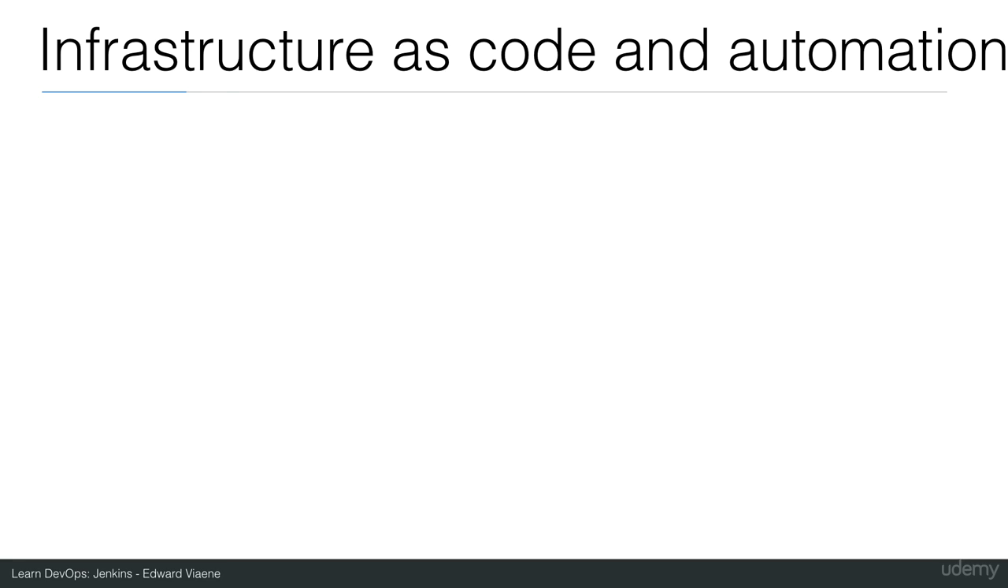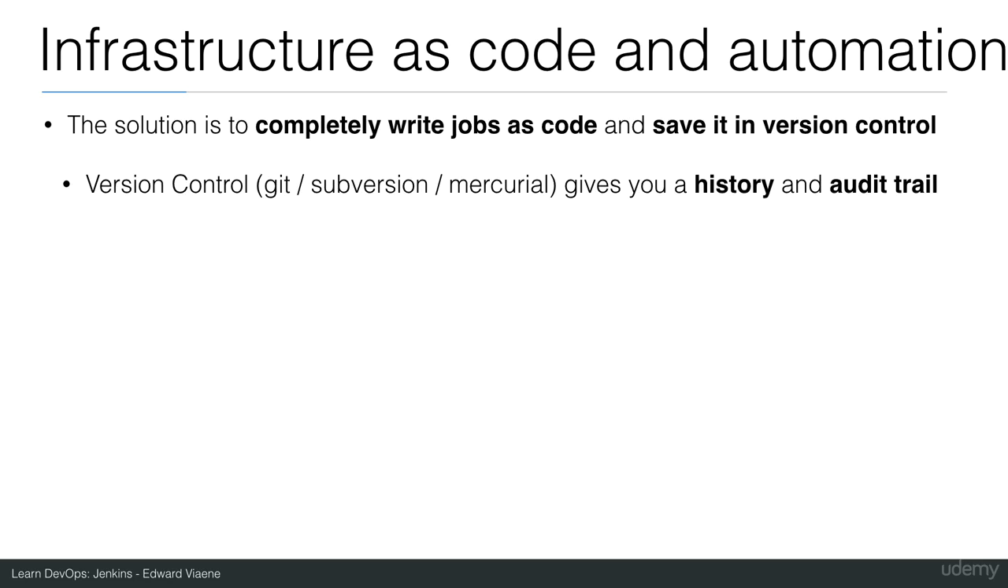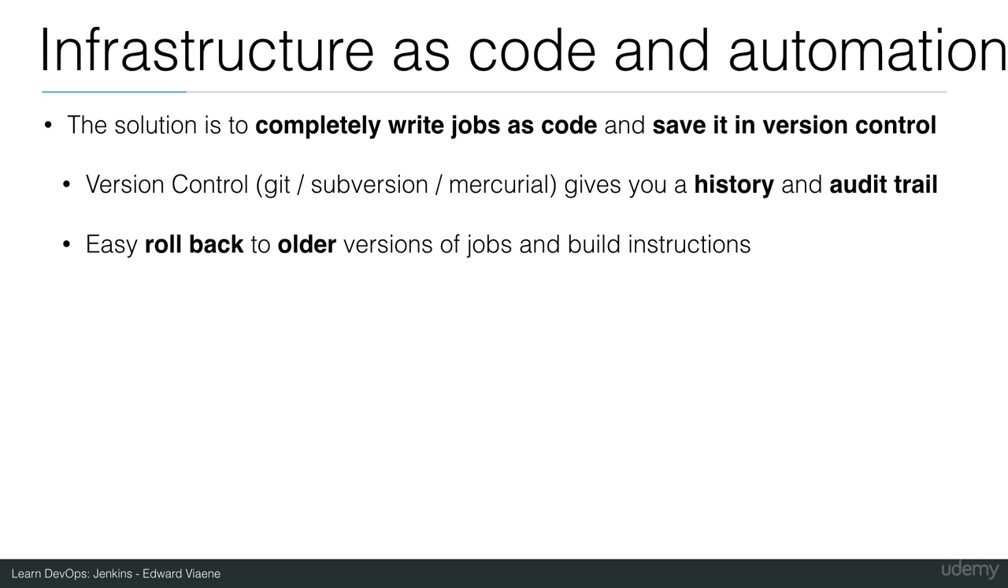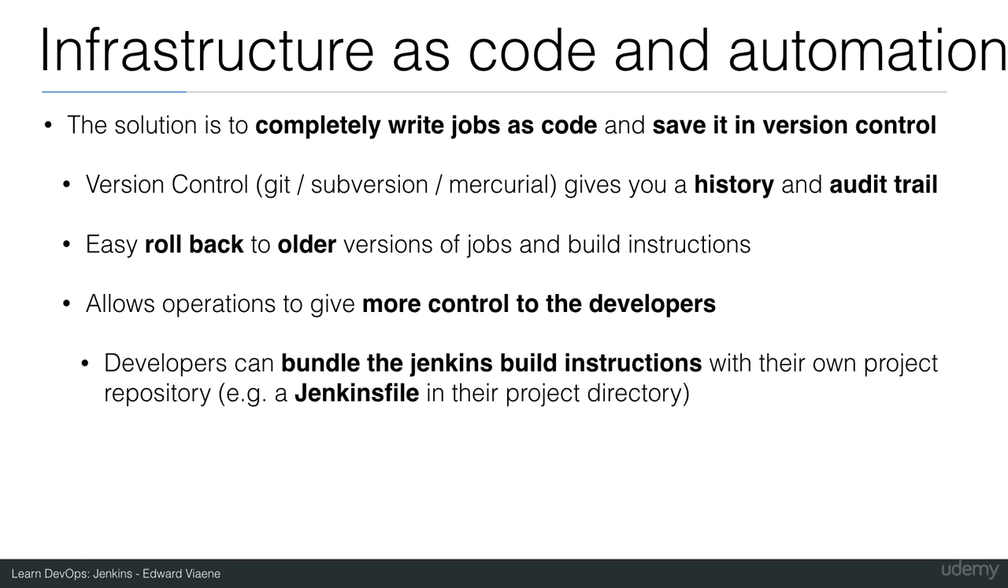There are solutions for this problem. There are many solutions. I will just show you one solution, and the rest of the course is based on this one solution. The solution, I think, is to completely write jobs as code and save it in version control. Version control, like Git, Subversion, Mercurial, gives you a history and an audit trail. It's easy to roll back to older versions of jobs and build instructions. It allows operations to give more control to the developers.